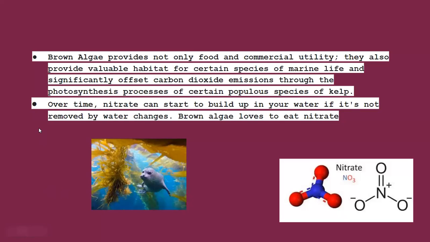And more interesting facts: brown algae provides not only food and commercial utility, it also provides a valuable habitat for certain species of marine life and significantly offsets carbon dioxide emissions through the photosynthesis processes of certain species of kelp. Over time, nitrate can start to build up in tank water if it's not removed by water changes. Brown algae loves to eat nitrate. A little photo right there with the seal with the algae water.